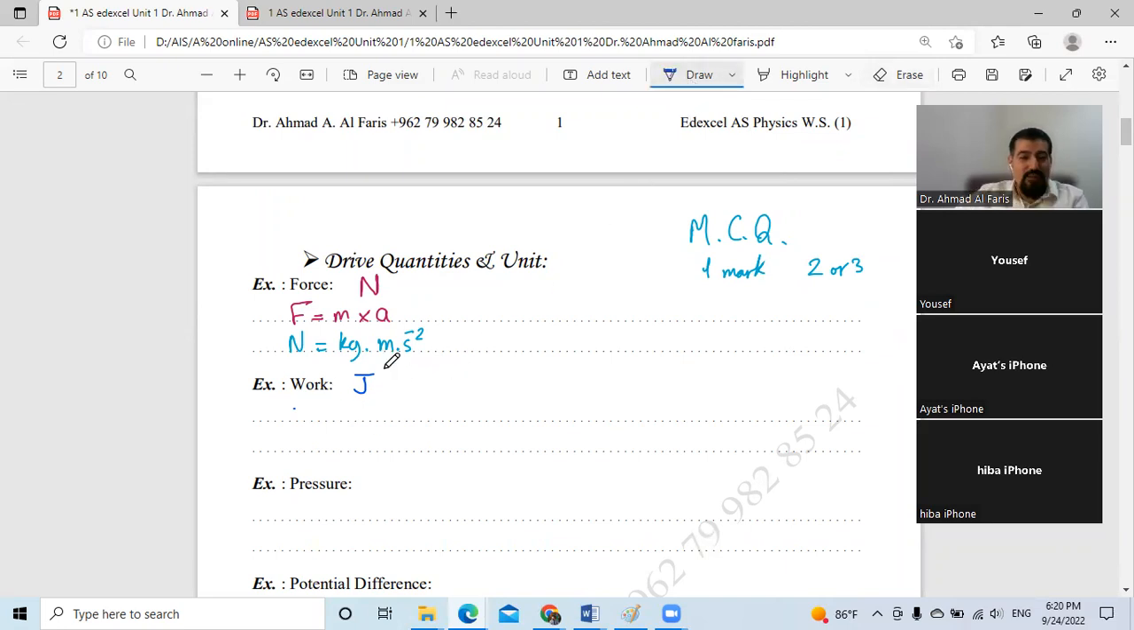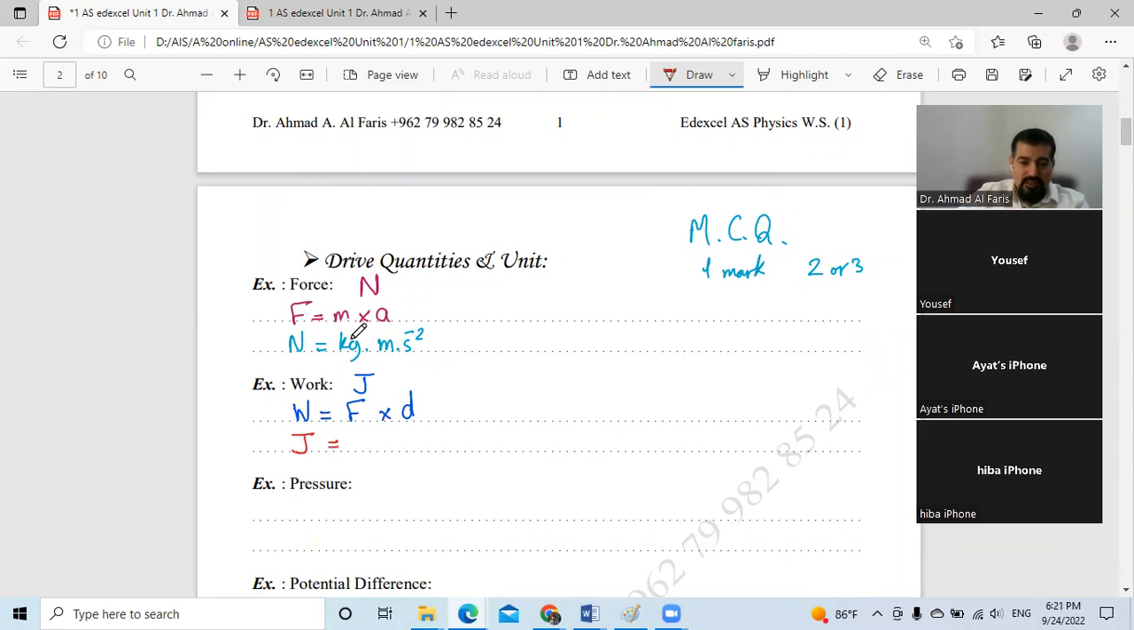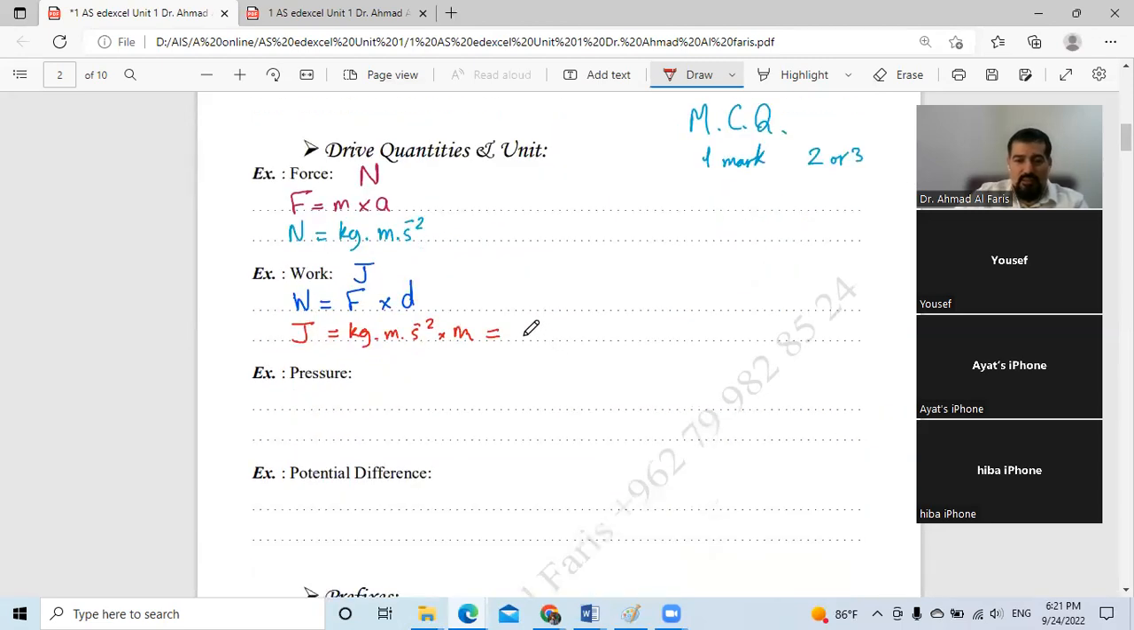So the unit joule, as we know, is work, which is equal to force multiplied by what? Distance. So the unit of work, which is joule, is the unit of force that we just found, kilogram dot meter per second square, multiplied by the unit of distance, which is meter. So the unit of work is kilogram dot meter square per second square. This is the unit of work and of energy, before they changed it to joule.